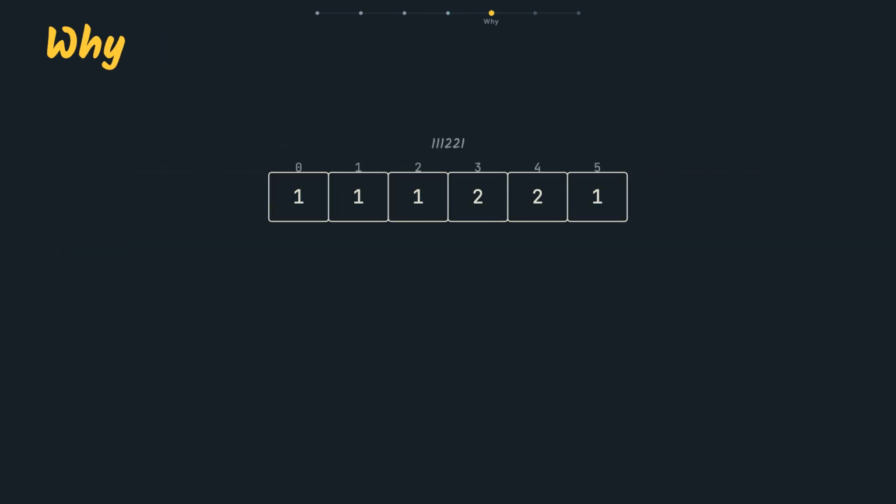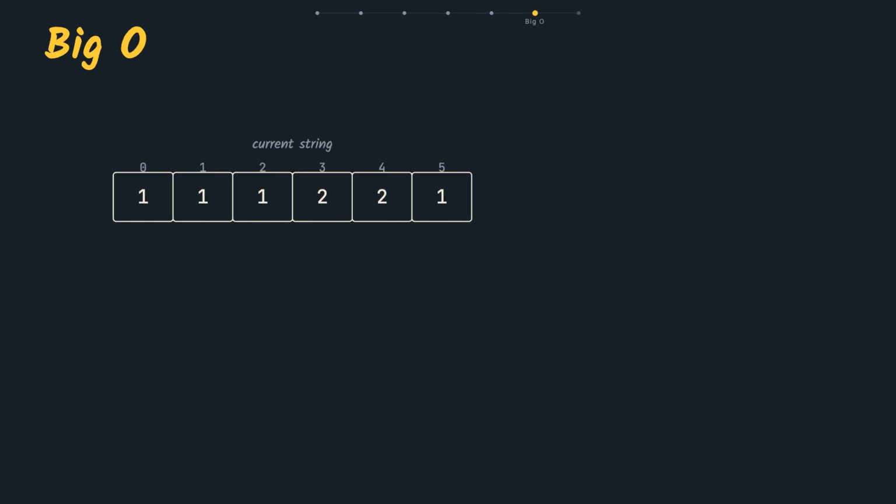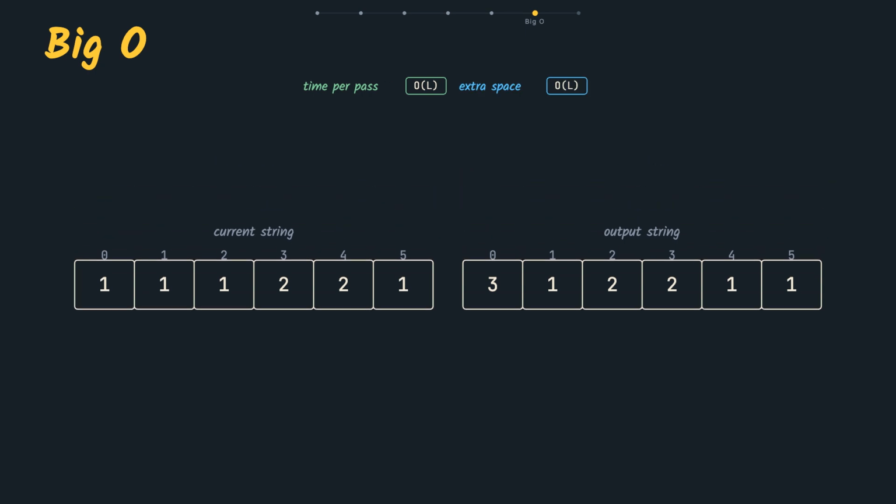Notice what changed. We never recounted a finished run. Each character was handled once in that pass. For each describing pass, the time grows with the string length, and the new string also grows with that length.